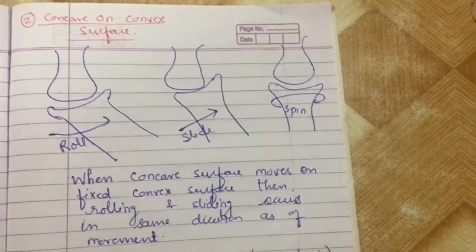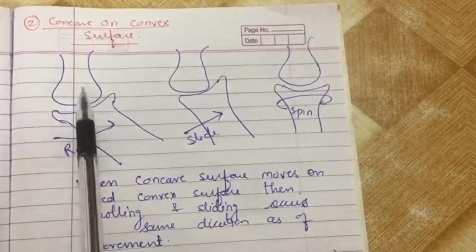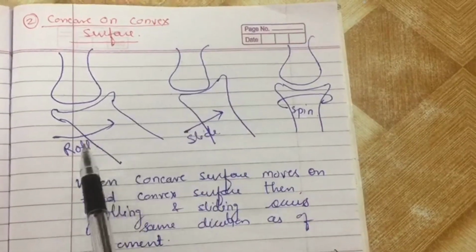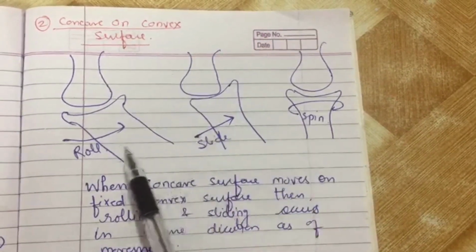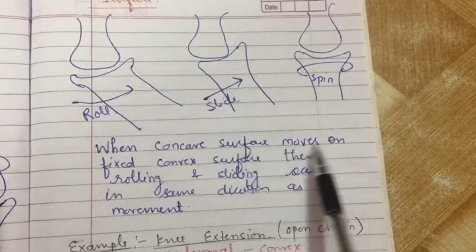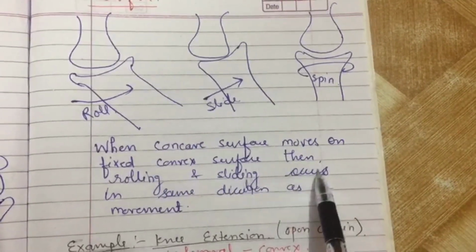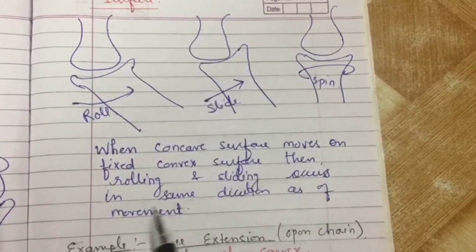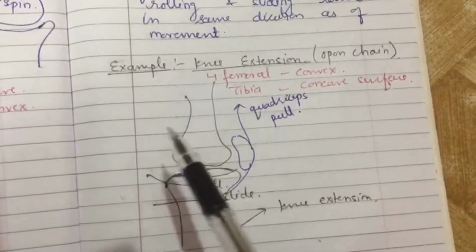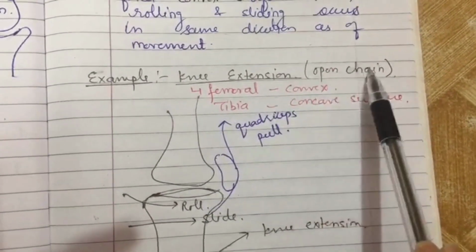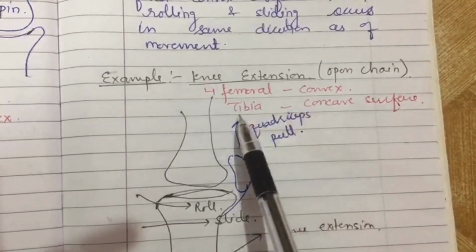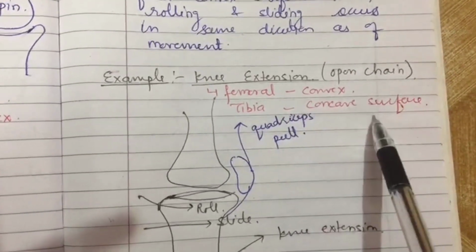Now the second part, when your concave surface is moving and the convex surface is fixed. So rolling, sliding and spinning will be happening in the same direction. So it says when a concave surface moves on a fixed convex surface, then rolling and sliding occur in the same direction as the movement. Let's take the example of knee extension in an open chain where your femoral condyles will be convex and tibial condyles will be the concave surface.